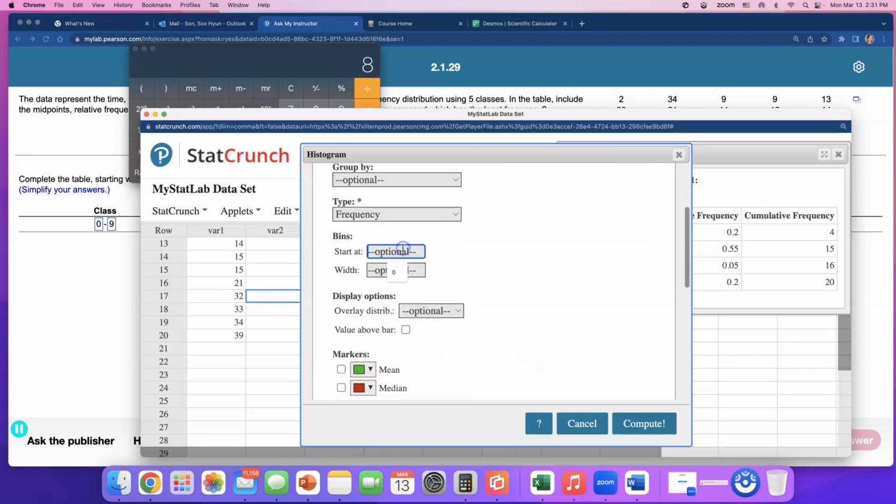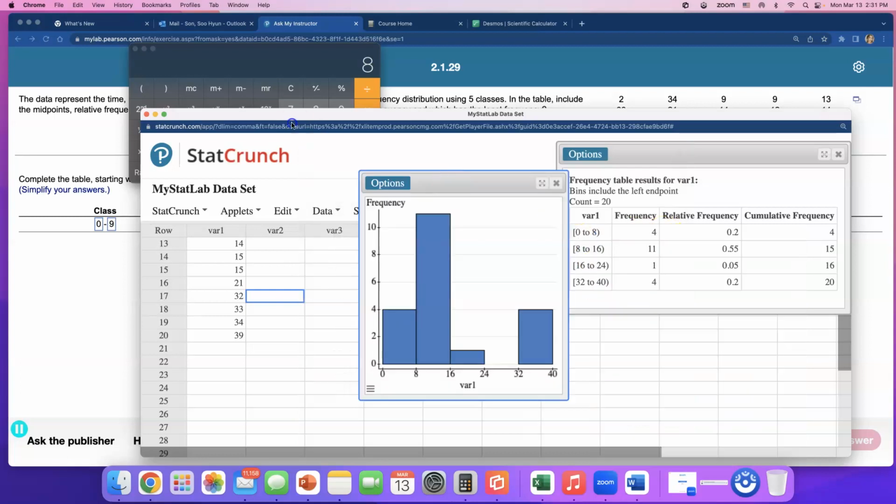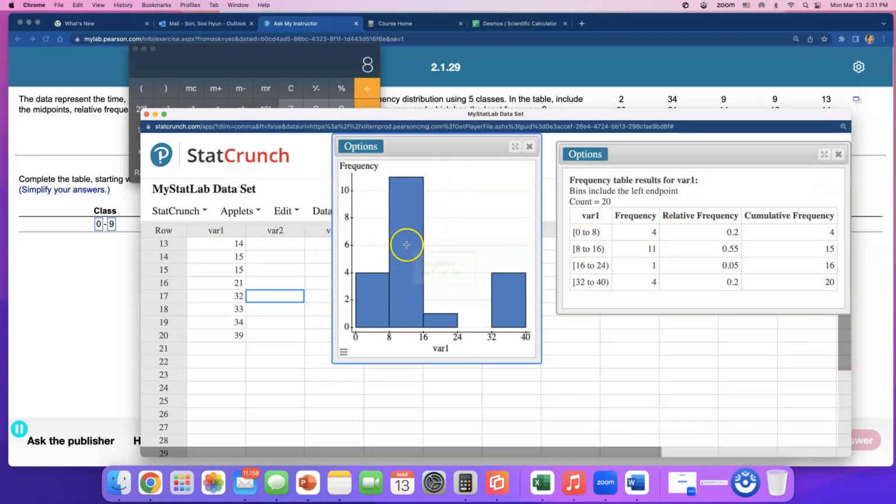Frequency, I'll say start at 0, have a width of 8. Compute. Yeah, that's what's happening here. So the first class that goes from 0 to 8, or I should say 0 to 7, because 8 is included in the next one, goes up to 4. But you notice this is the one we were talking about. They didn't list it because the frequency was 0. From 24 to 31, there is a frequency of 0. So let's go ahead and type these in.